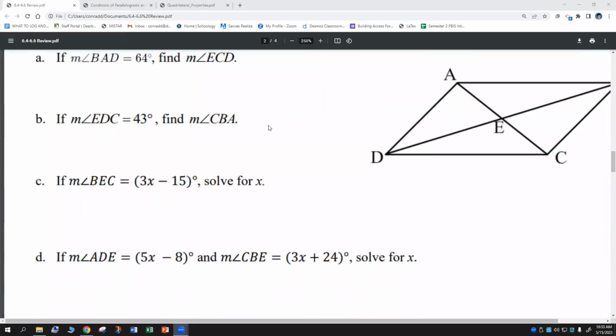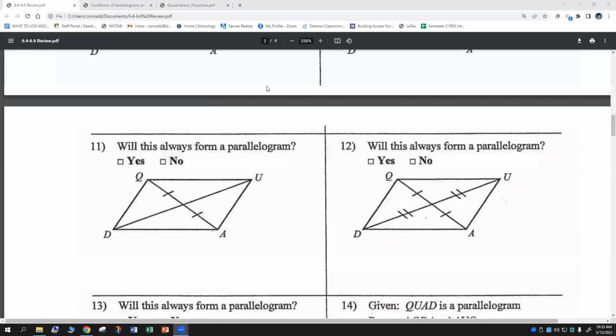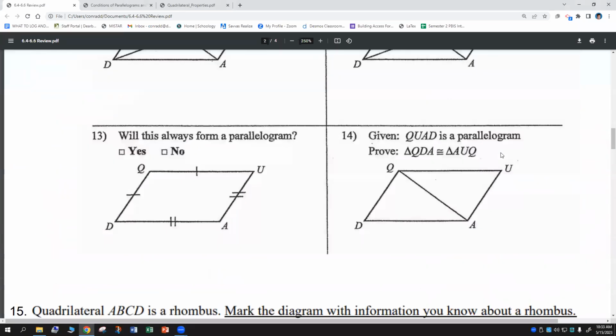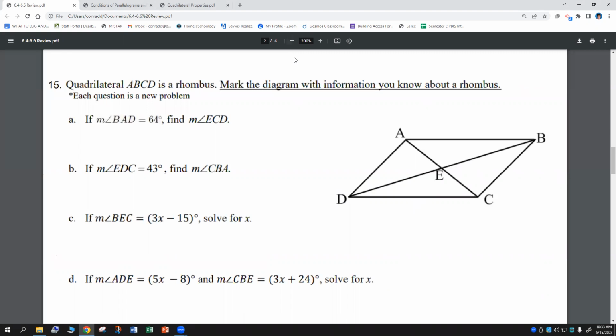All right, on to 15 here. Am I able to zoom out a little bit? That's what I was trying to move. There we go.